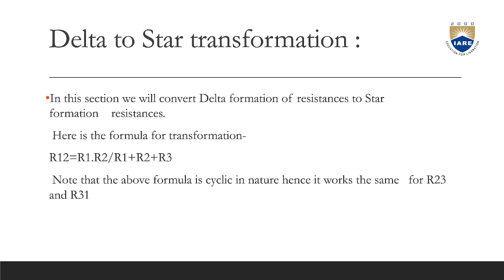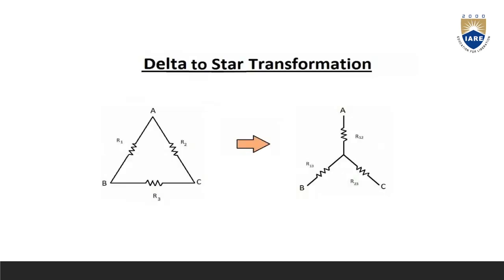Delta to star transformation. In this section, we will convert delta formation of resistance to star formation of resistance. Here is the formula for transformation. R12 equals R1 into R2 by R1 plus R2 plus R3. Note that the above formula is cyclic in nature, hence it works the same for R23 and R31.